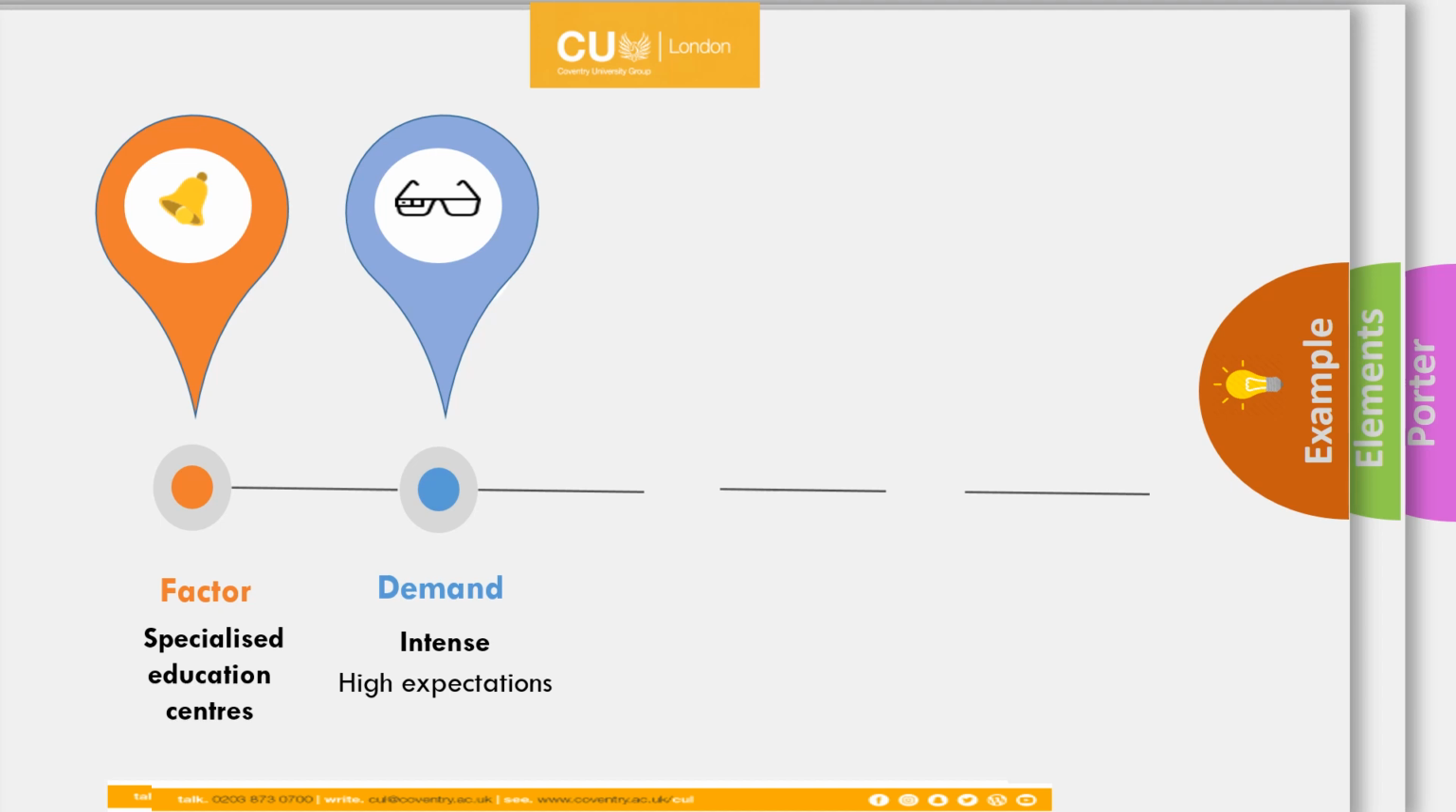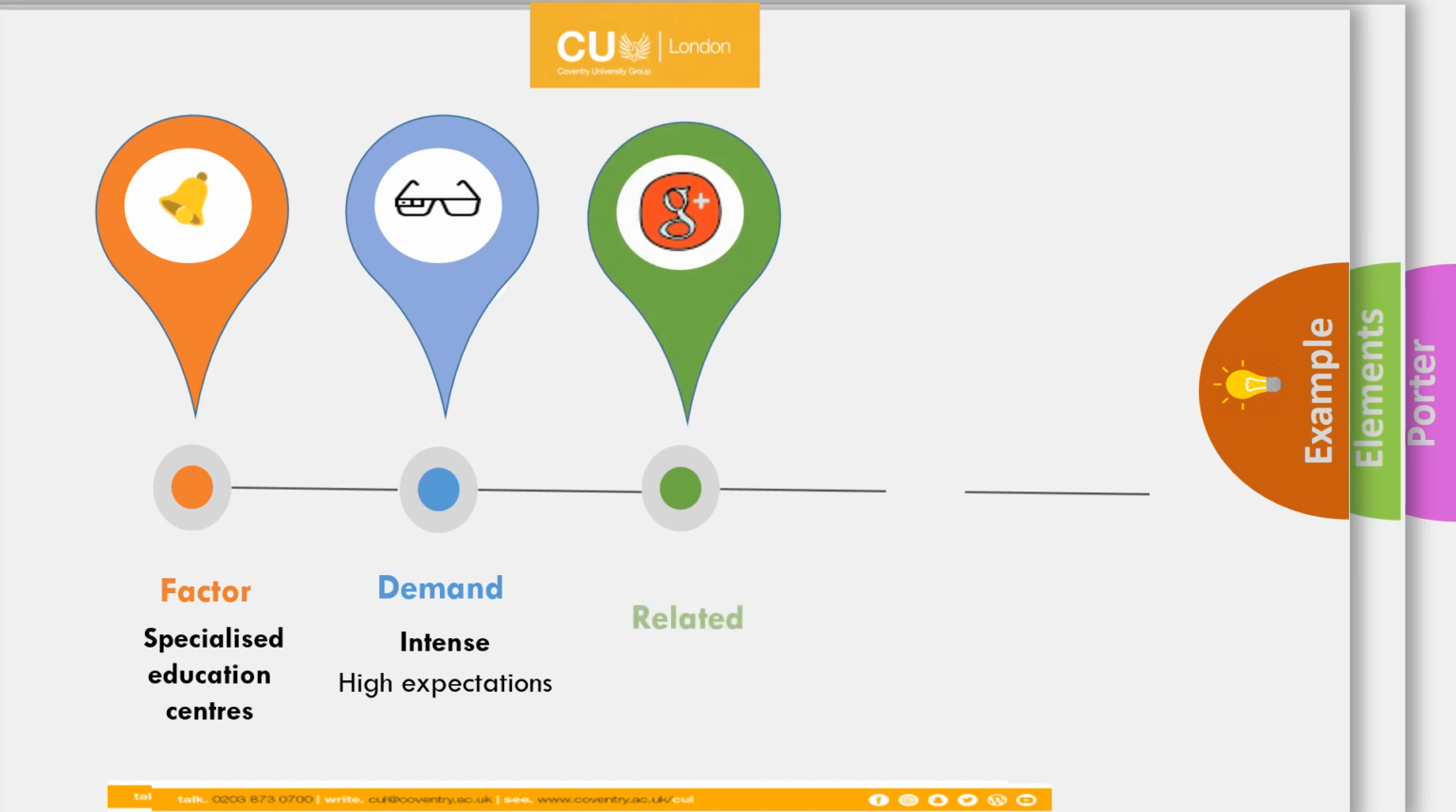If we look at demand conditions as another element in Porter's diamond model, we can see that in Germany there is intense competition in the marketplace, and in addition, there are high expectations from the end consumer. This in itself drives competitiveness, innovation and creativity, and a want for the car manufacturers to exceed expectations in terms of performance.